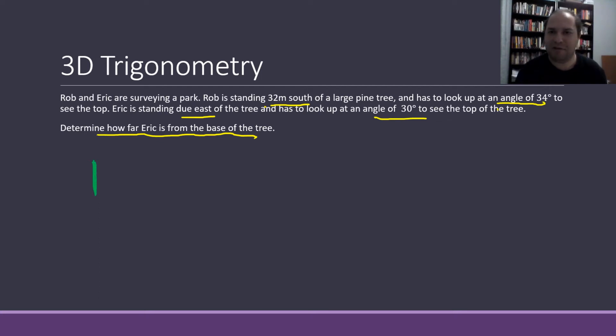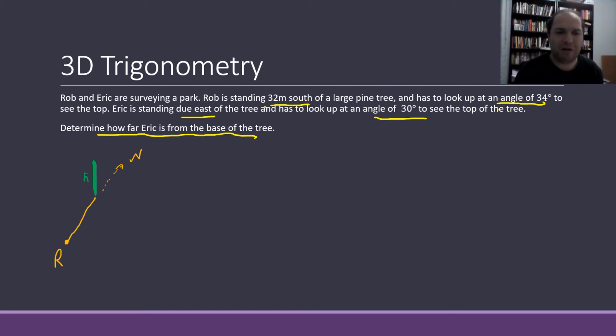And reading through the question, we don't know how tall the tree is. Let's just give it a letter. We'll give it an H, H for height. Alright. Now we need some directions. Let's say up this way is due north. So down this way will be south, and that will be where Rob is.